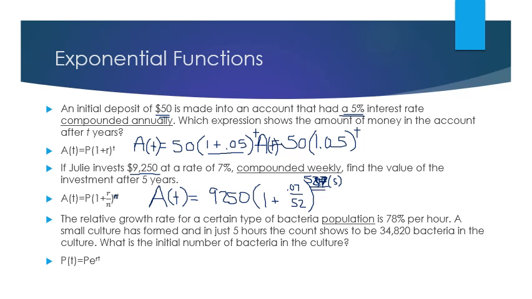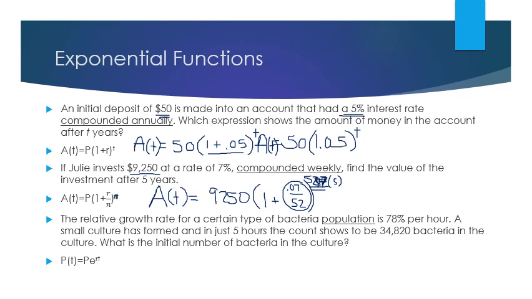So the order that you would do this is you want to take care of the parentheses first. Inside the parentheses, there is a little division to be done. Throw this into your calculator, do 0.07 divided by 52, add it to 1, raise it to 52 times 5, then go back and multiply it by 9,250. Check to make sure that your answer is reasonable. It should be more than the initial money invested.